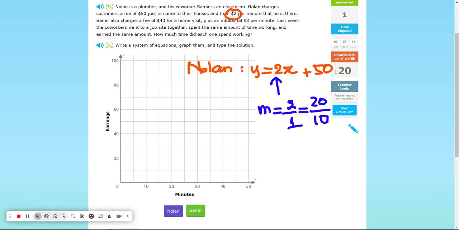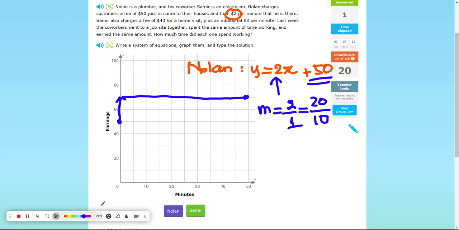Let's start with 50. So let's go and get 50. Here we go, that's a 50 right there. And we go up 20. So this is 20. And then make sure you go to the right side 10. Okay, 10, right here.